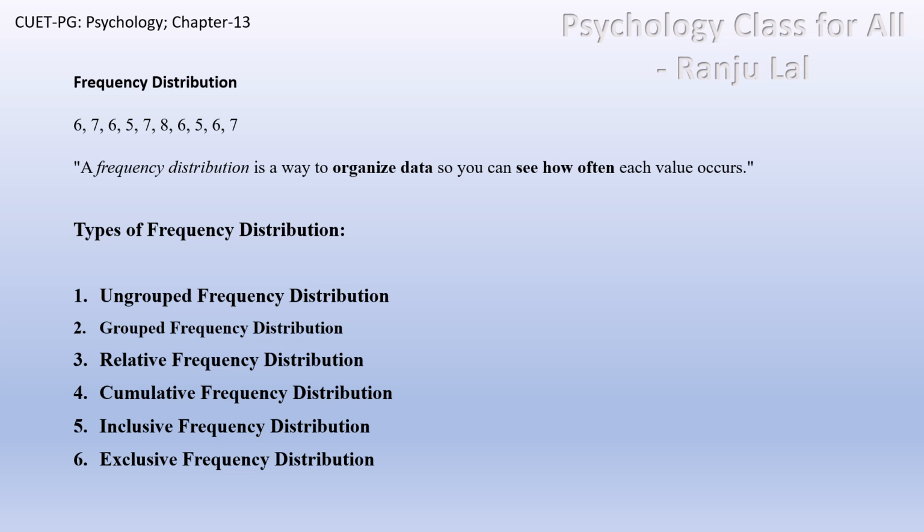Frequency distribution helps in summarizing large data so it's easier to understand. It's the foundation for making graphs like histograms and for calculating averages later. A frequency distribution is a way to organize data so you can see how often each value occurs. Now, why is this useful in psychology?